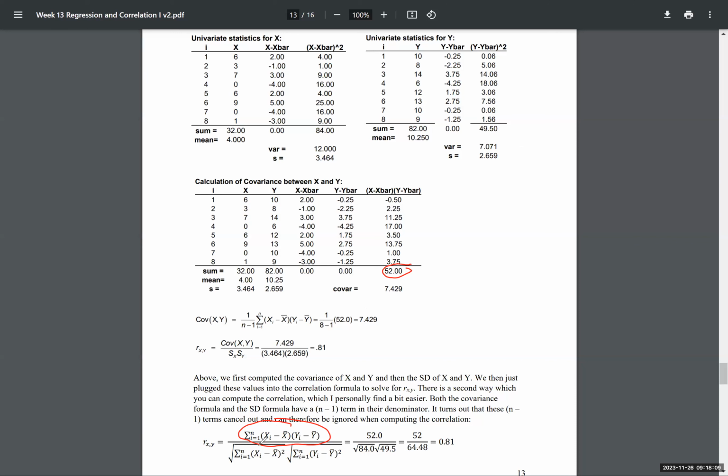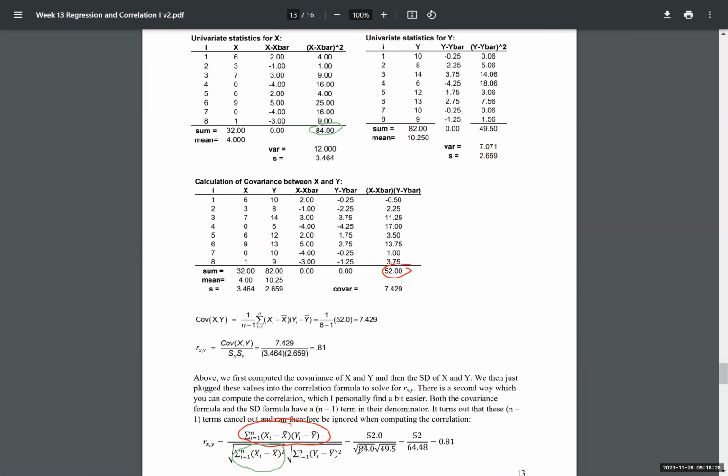Now I need the square root of the sum of the squared deviations of x. So this part, where can I get the sum of the squared deviations of x? That's here.